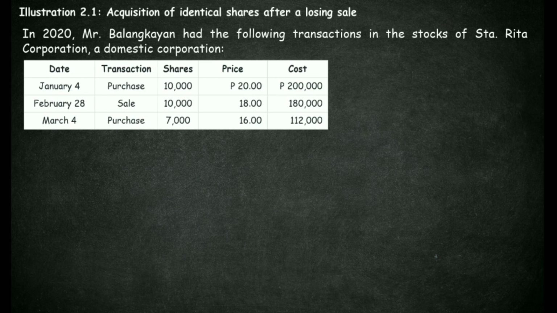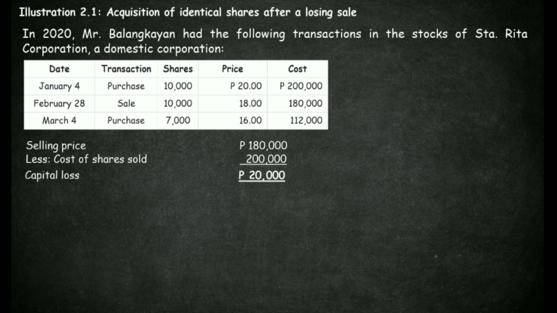Okay, now, just like the previous illustrations, ang una nating gagawin is to determine whether there is a capital gain or a capital loss made from the sale. So the selling price is 180,000, and then of course we're going to less the cost of the share sold, which is the 200,000 pesos. O bakit 200,000 uli? That is because walang ibang shares na pwedeng ibenta si Mr. Balangkayan aside from the 200,000 worth of shares na binili niya on January 4. So, the capital loss for that is 20,000.